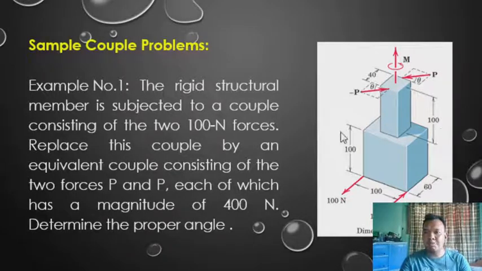So we have here this drawing. So itong 100 newton na to is a couple kasi nga opposite in direction with same magnitude na 100, no? Same din po dito. So opposite direction yung P with distance na perpendicular, no? So sabi dun sa problem, itong 100 newton daw is i-convert natin into P dito sa taas, which is yung value po ng P is 400 newton. So ang pinapahanap po dun sa question is yung angle theta, no?